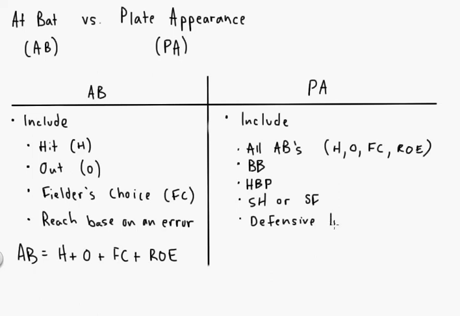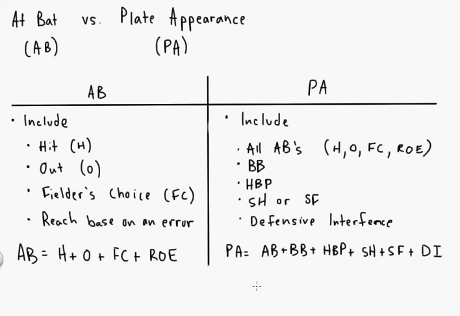Now usually defensive interference is because of the catcher, and that's when the batter's swinging the bat and his bat hits the catcher's glove, and he's awarded first base because of the interference. Okay, so a plate appearance equals all at-bats plus base on balls plus every time a batter is hit by a pitch plus sacrifice hits plus sacrifice flies plus every time a batter reaches base because of defensive interference.